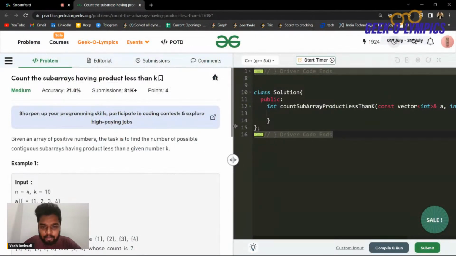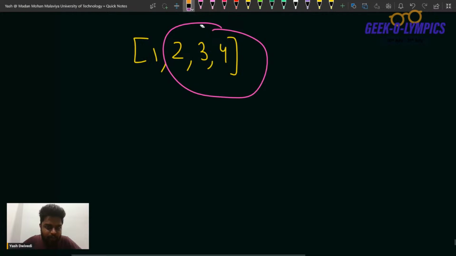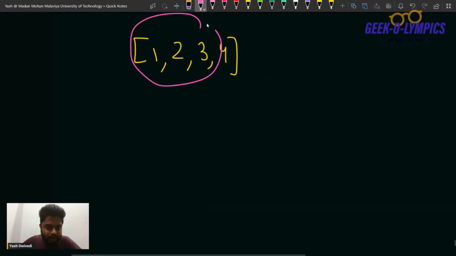So yeah, basically we have to discuss this problem, that is counting subarrays with product less than k. Suppose we have a particular array. Let's say the array is 1, 2, 3, 4. So what is a subarray? Subarray is a contiguous part of an array. So maybe I can consider 2, 3, 4 as a subarray, or I can consider 2, 3 as a subarray, right? Contiguous part. Or I can consider 1, 2, 3 as a subarray, or I can consider single elements as a subarray. So basically, I have to take a contiguous part that is known as a subarray.